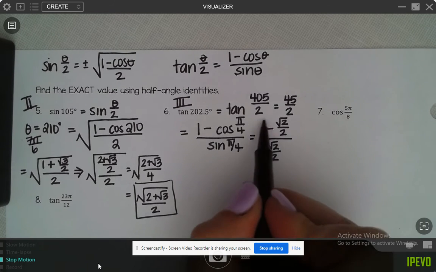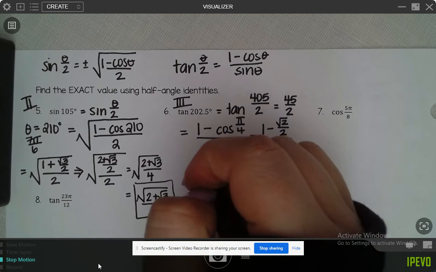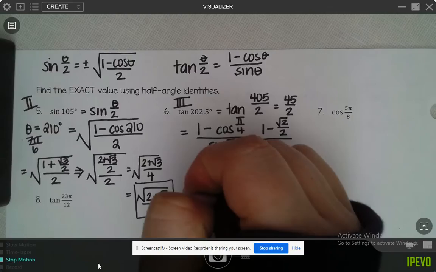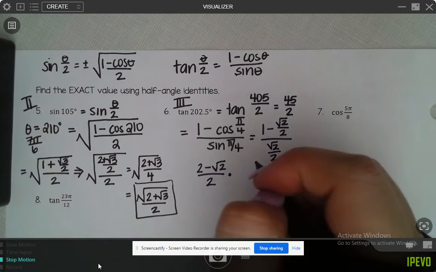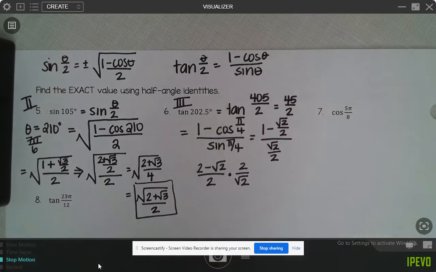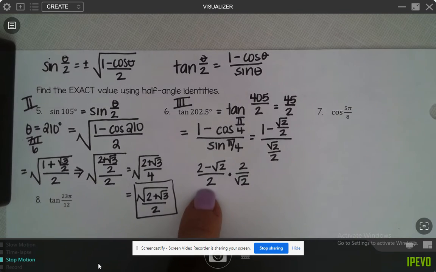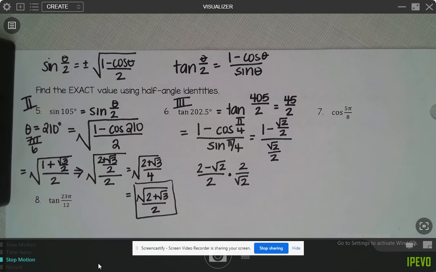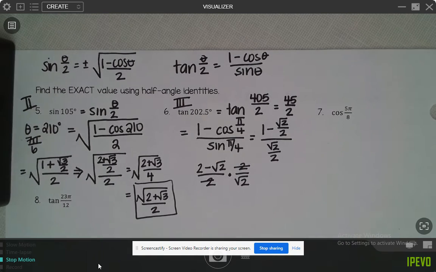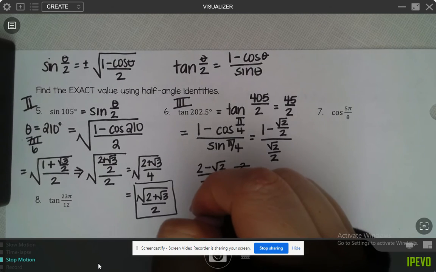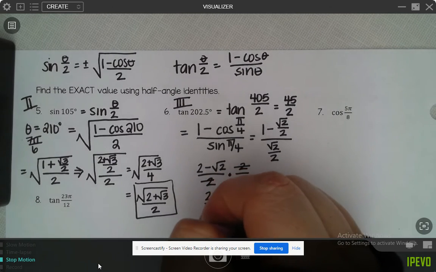Okay? Up here, common denominator, yes? So this is going to be 2 minus radical 2 divided by 2. And at the same time, I'm going to multiply by the reciprocal, 2 over radical 2. Everybody see how I did that? I went from here to here. Don't cross multiply. It's not an equal sign. You can cancel these, correct? So you now have 2 minus radical 2 divided by radical 2.